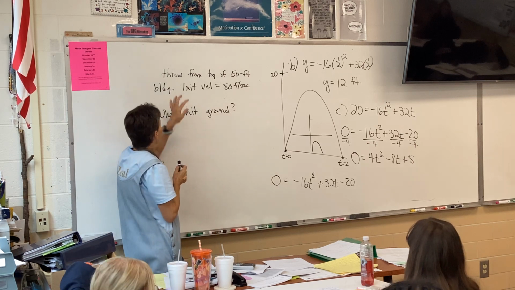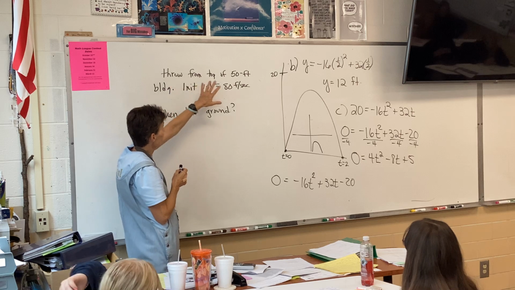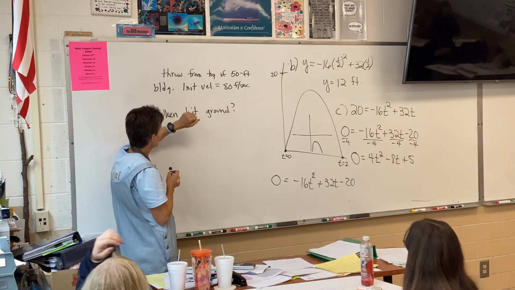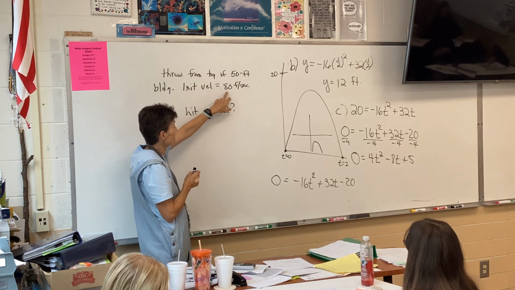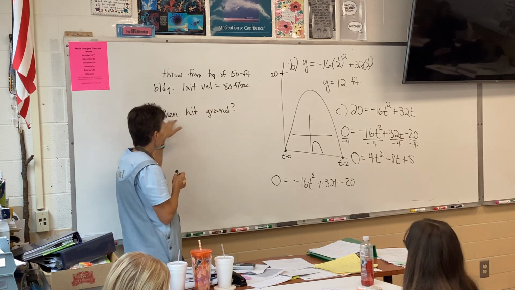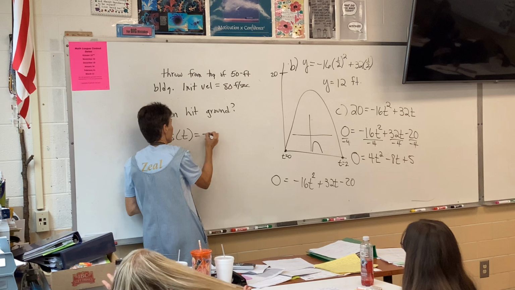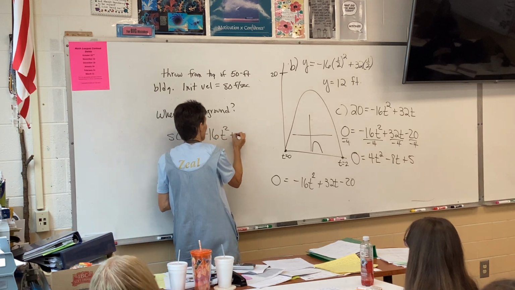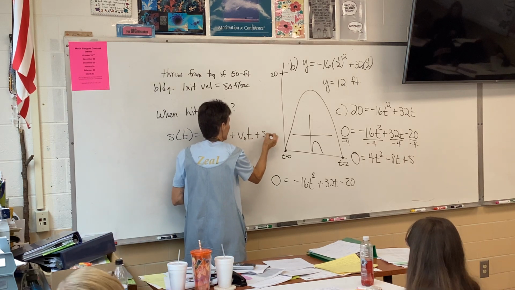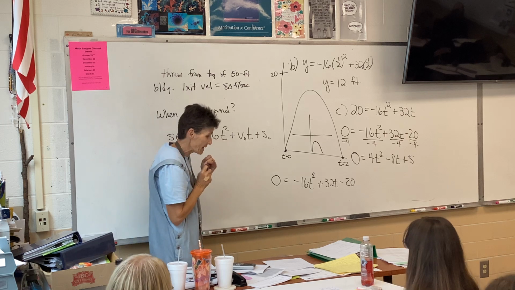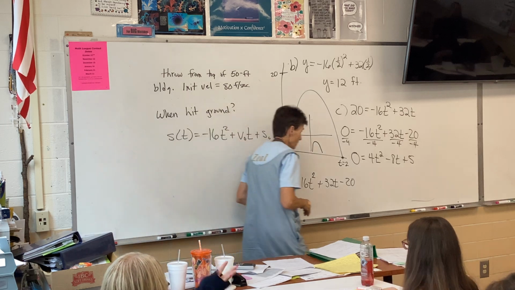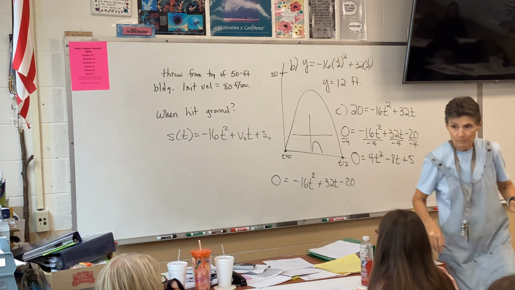So, I have thrown a ball from the top of a 50-foot building. Its initial velocity is 80 feet per second. I want to know when it hits the ground. And your formula for projectile motion is this. So, get started while I hand out some papers, and we'll come back together and see how we did.